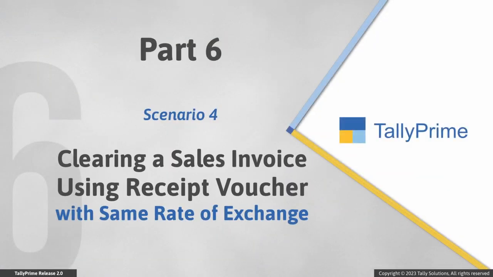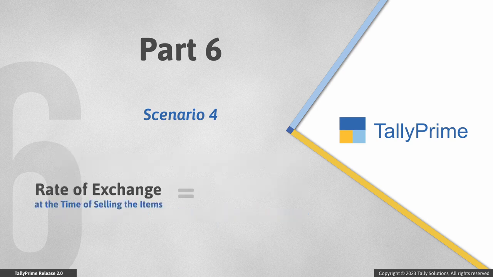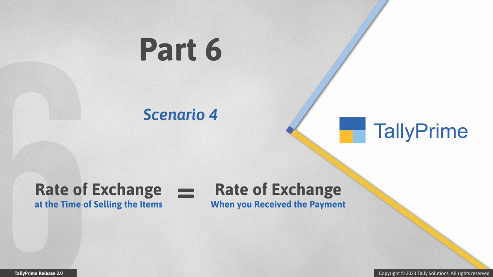Now, let's say you cleared the bill using receipt voucher with same rate of exchange as in the sales invoice. You may sell a set of items when the rate of exchange is 79 and the rate of exchange remains the same when you receive the payment from the party. Let's see how it works.